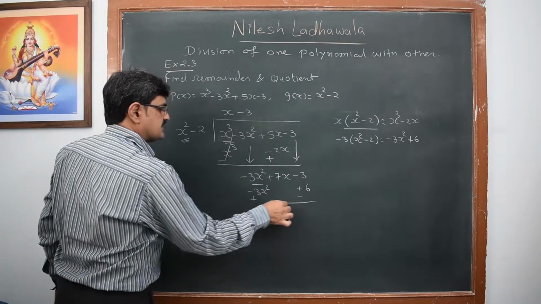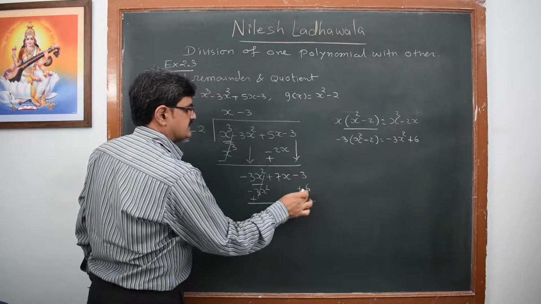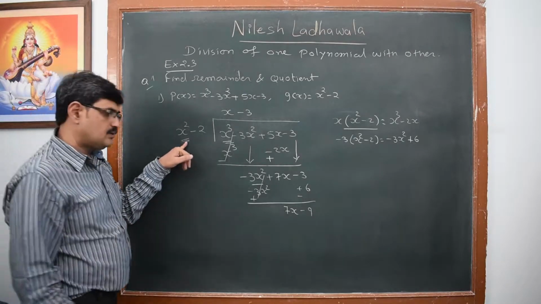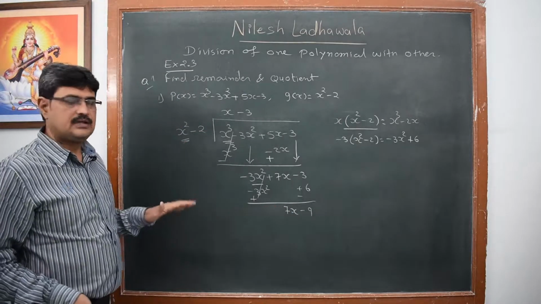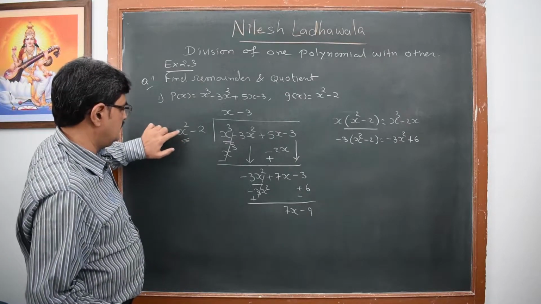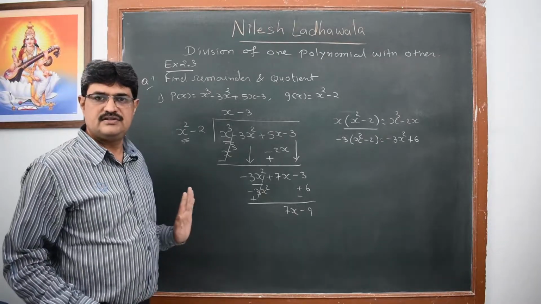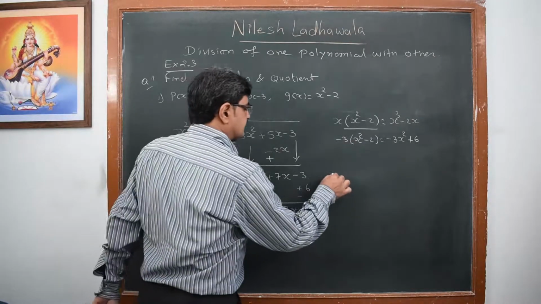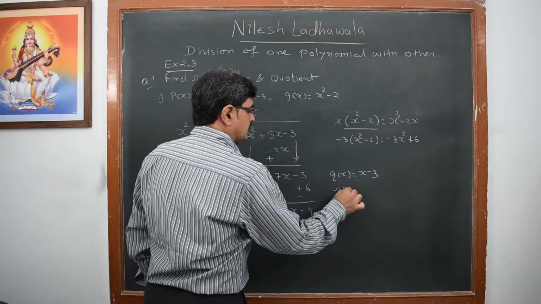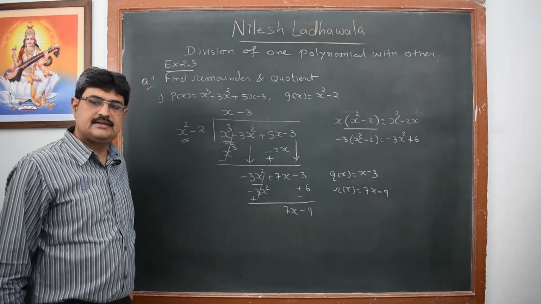Now I will change the sign. 3x square cancel. Here we have 7x, here we have minus 9. Now with which term should I multiply x square to get x? That is not possible, because we have the higher degree of divisor. So here the division is completed. So we can say that the quotient polynomial is x minus 3, while the remainder polynomial is 7x minus 9.